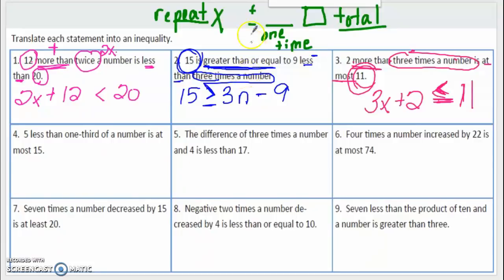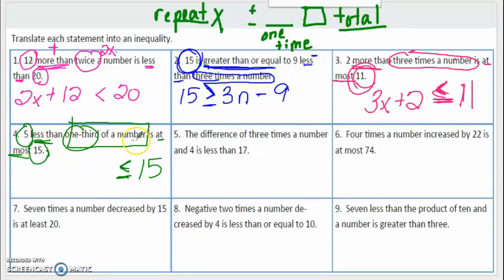Number 4. 5 less than 1/3 of a number is at most 15. So we have a less than here. We have at most 15. So here's a number, here's a number, here's a number, because we have to have 3 values. 1/3 of a number tells us that this is the one with a variable. At most, that's going to be our total. So our total is 15. At most means it could be equal to, or it could be less than.